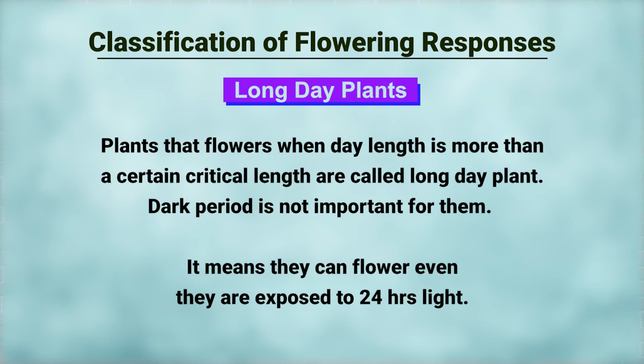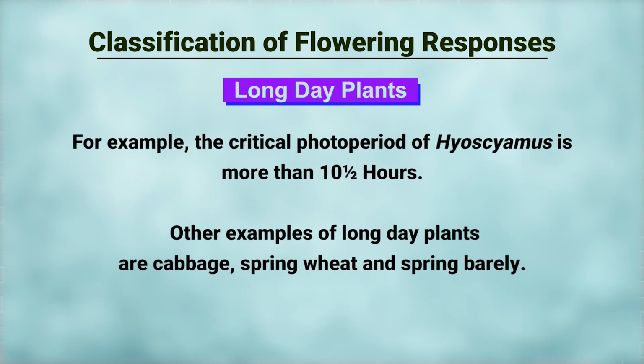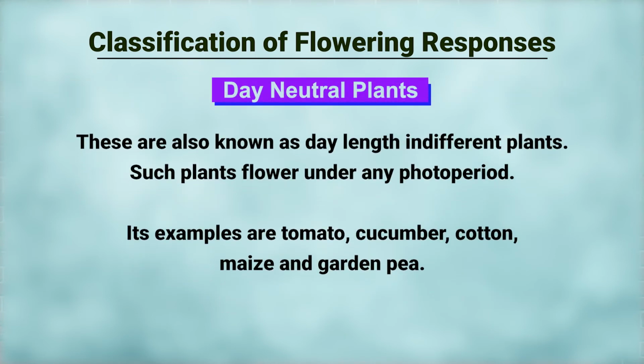Long day plants. Plants that flower when the day length is more than a certain critical length are called long day plants. The dark period is not important for them. It means they can flower even if they are exposed to 24 hours of light. For example, the critical photoperiod of Hyoscyamus niger is more than 10.5 hours. Other examples are cabbage, spring wheat and spring barley. And day neutral plants, these are known as day length indifferent plants. Such plants flower under any photoperiod. Examples are tomato, cucumber, cotton, maize and garden peas.